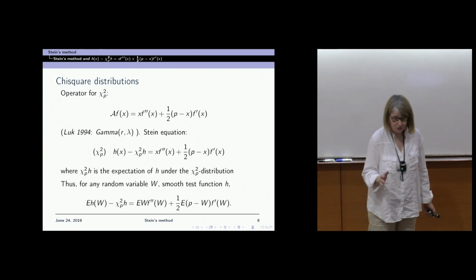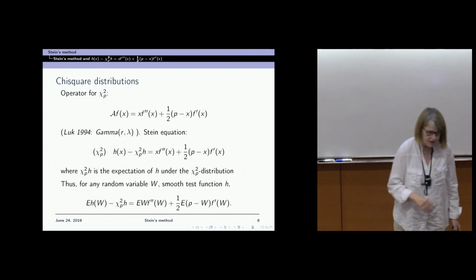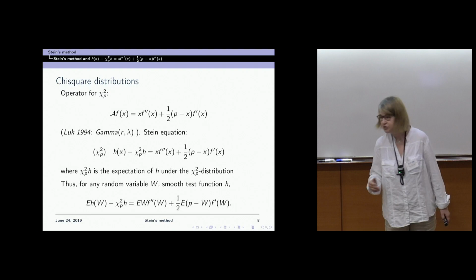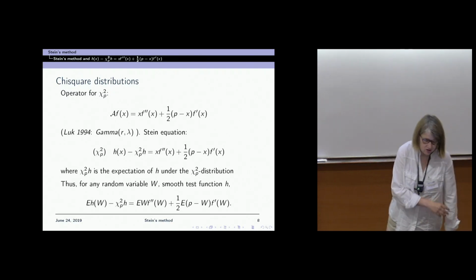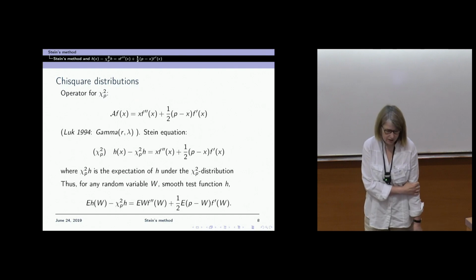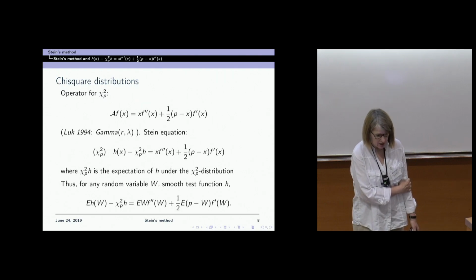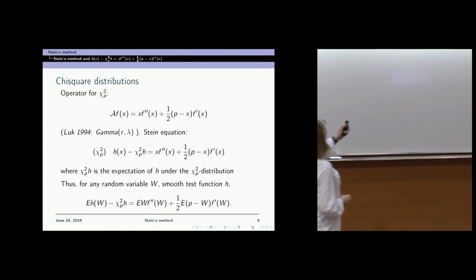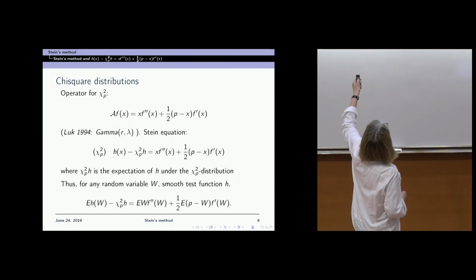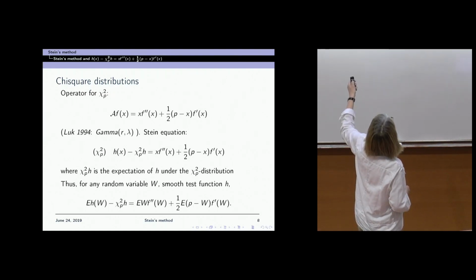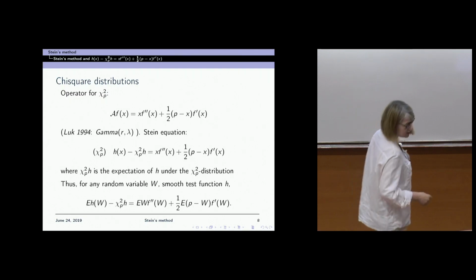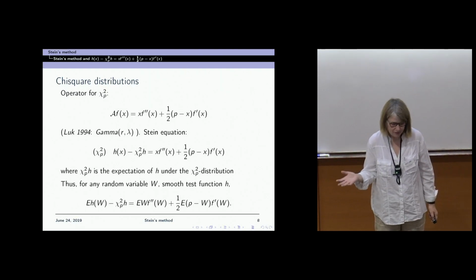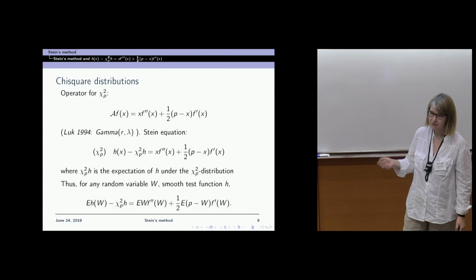The one which we found for the chi-squared using different approaches is x f double prime of x plus a half p minus x f prime of x. So this one works. Actually, this goes back to Luk, who did the gamma distribution in his doctoral dissertation. For any random variable W, we can just use this chi-square equation, plug in W for x, take expectations. So expectation h of W minus the chi-square expectation is expectation W f double prime of W plus a half expectation of p minus W f prime of W.